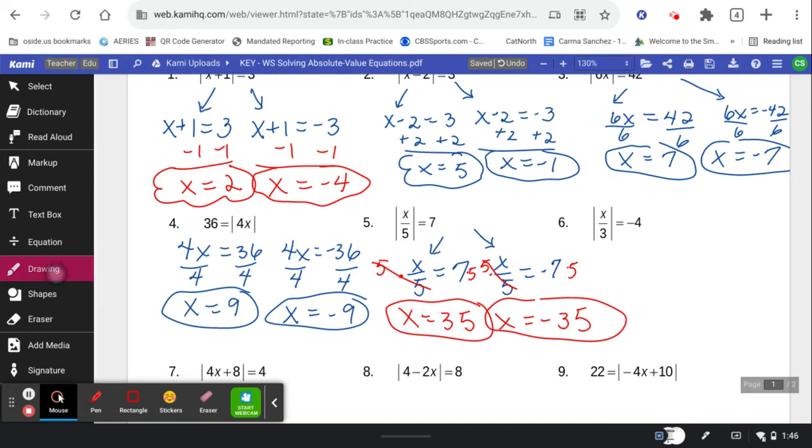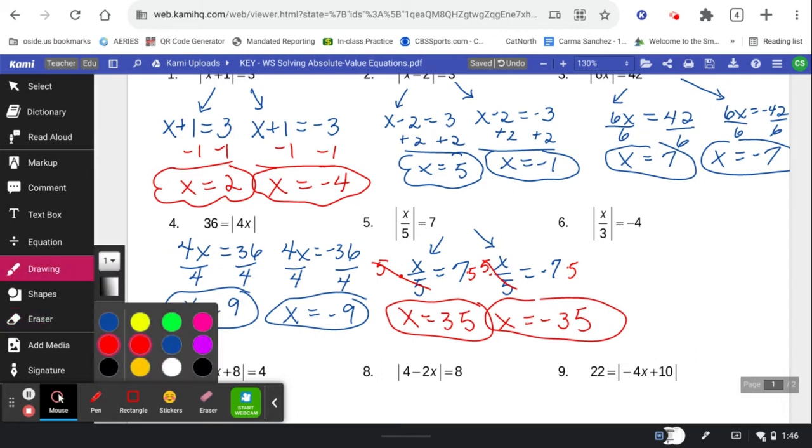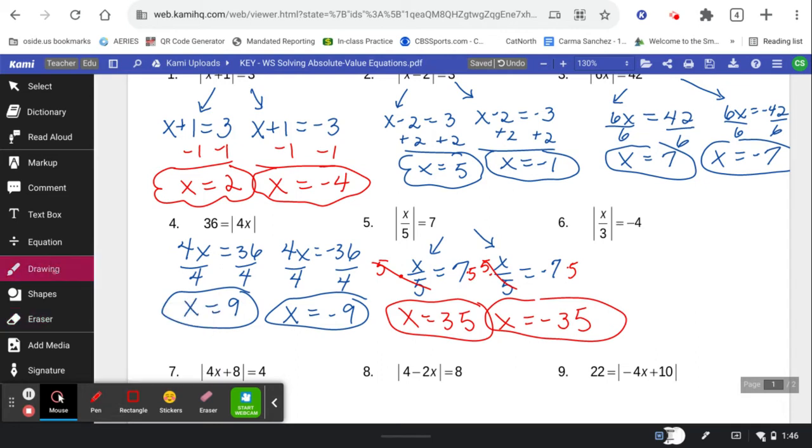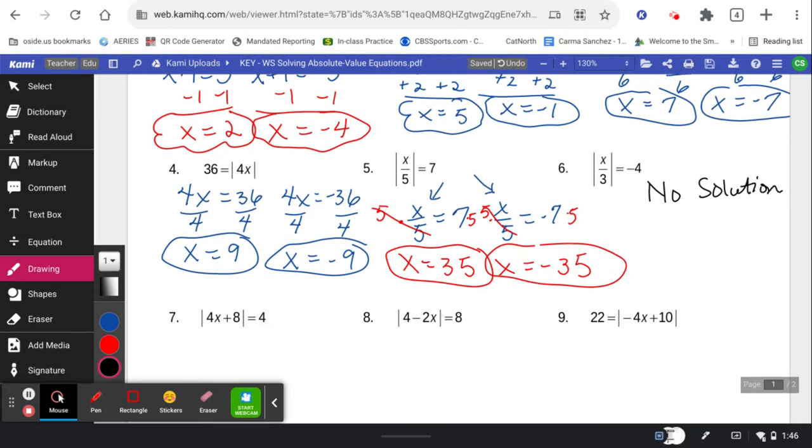Okay. Same thing happens on this next one. x over 3 equals, oh, wait a second. Look at this. There's a negative 4. Can the absolute value of anything equal a negative? This is the trick question. Well, not really a trick question. But when you get something like this, it's not valid. We say no solution. There is no possible value for x that could work because the absolute value can never be a negative number.